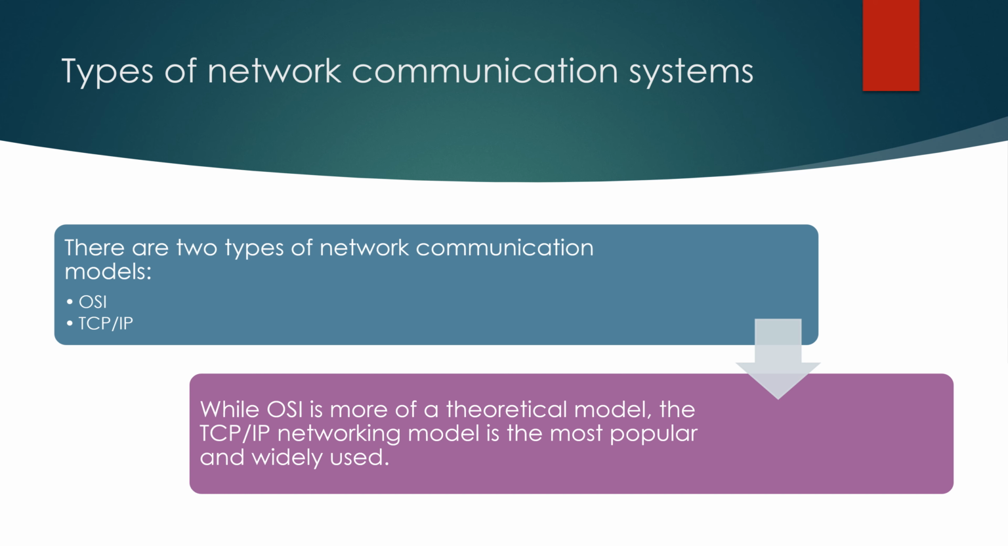Types of network communication systems. There are two types of network communication models: Open Systems Interconnection and Transmission Control Protocol. The Open Systems Interconnection model is a conceptual model which enables communication systems to communicate using standard protocols. Transmission Control Protocol is a protocol that maintains a network conversation with application programs to exchange data.